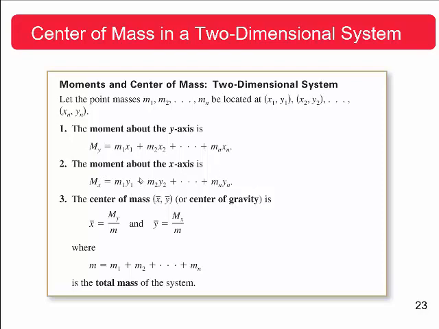So the center of mass, x bar comma y bar, or center of gravity: x bar is equal to the moment about the y-axis divided by m, and y bar is equal to the moment about the x-axis divided by m, where m is the total mass of the system.